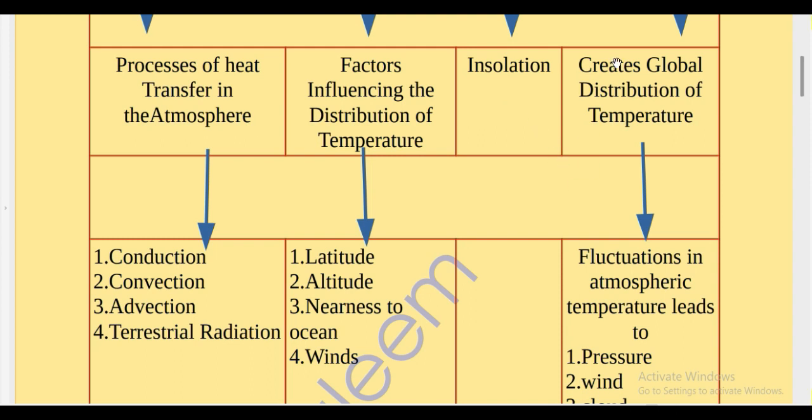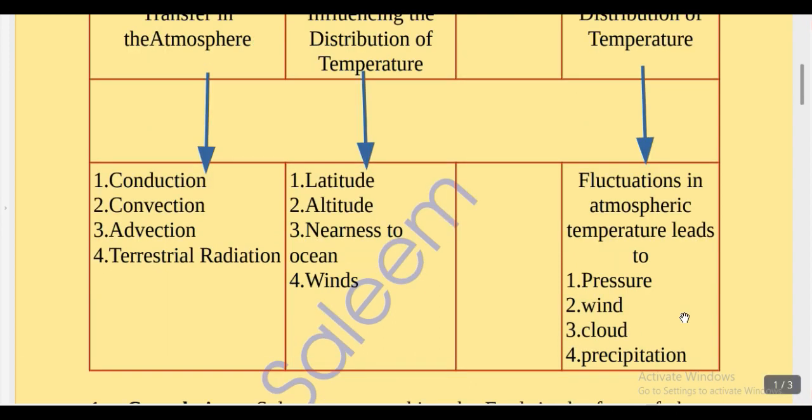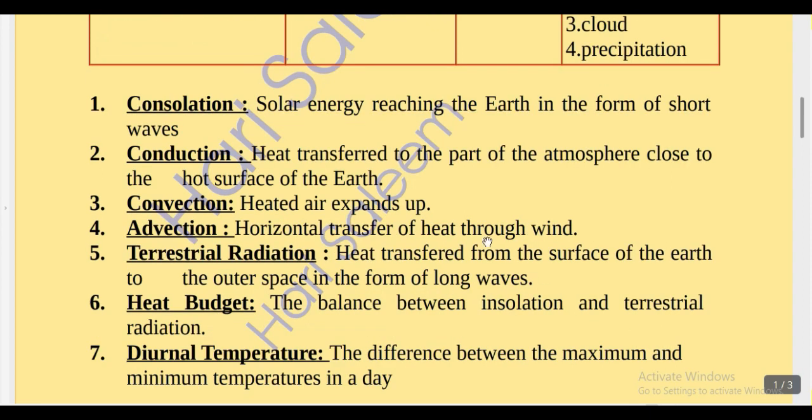Then creates global distribution of temperature: fluctuations in atmospheric temperature lead to pressure, wind, cloud, precipitation. Then insolation, solar energy reaching the earth in the form of short waves.